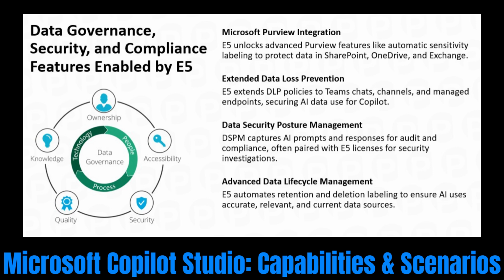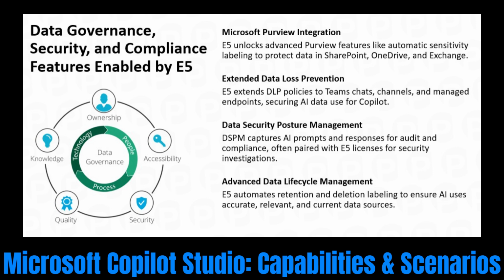Like what specifically? What Purview features does E5 light up? Okay, good question. So for example, E5 enables automatic sensitivity labels for your data in SharePoint, OneDrive, Exchange. Right, automatically applying those confidential or internal-only tags. Exactly, and that's huge because Copilot respects those labels. It helps prevent accidental oversharing of sensitive stuff. That's critical. Then there's data loss prevention, DLP. E5 extends that to Teams chats, channels, even managed endpoints. And here's a key distinction.